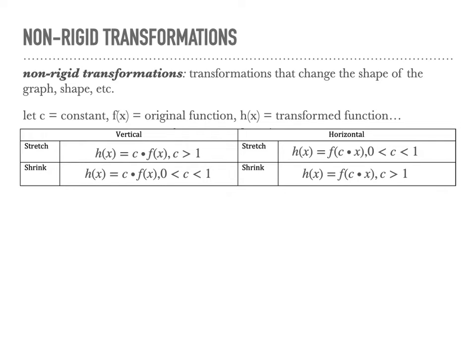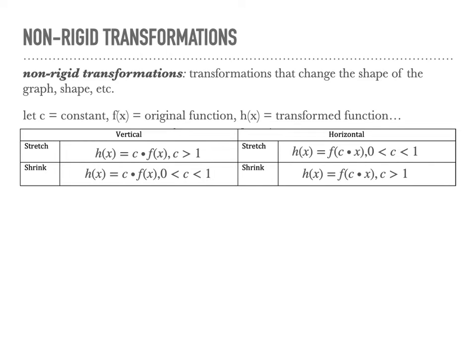Let's look at the vertical column. Vertical stretches and shrinks occur when that constant c is being multiplied by the output, which is f of x. A vertical stretch occurs when that constant is greater than 1, and a vertical shrink occurs when the constant is less than 1.